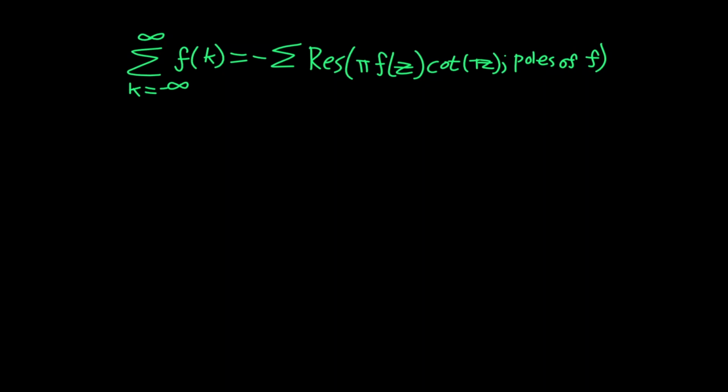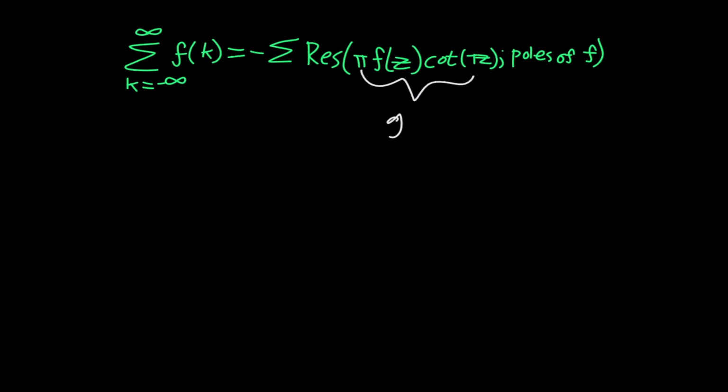Hello everyone and welcome back to another video where we are going to be doing a fun little proof from complex analysis: that the sum from negative infinity to infinity over f is equal to the negative sum of the residues of this function right here, which I will call g, pi times f of z times cotangent of pi z, at the poles of f.